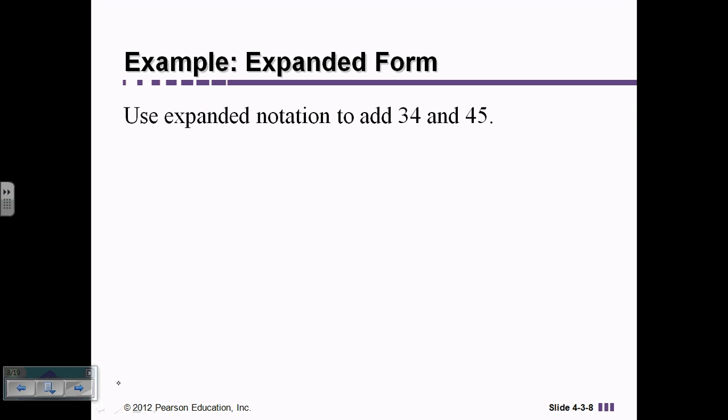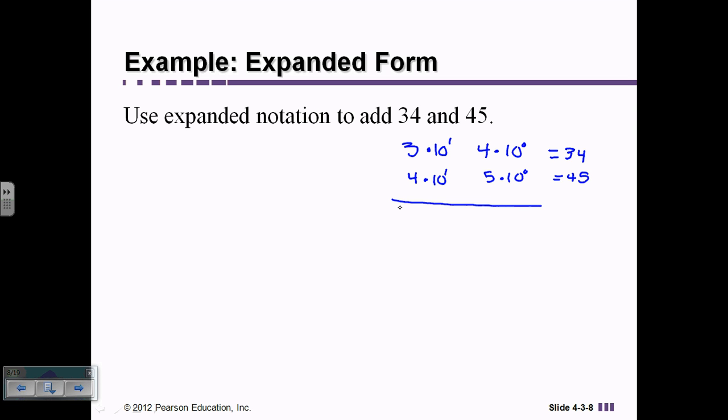So what if I wanted to add the numbers 34 and 45 using this expanded number system notation? So that means that 34 is 3 times 10 to the 1st power, and 4 times 10 to the 0 power, and 45 is 4 times 10 to the 1st power, and 5 times 10 to the 0 power. So this equals 34, and this equals 45.